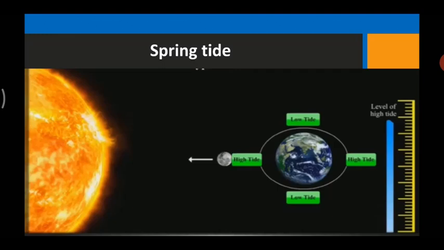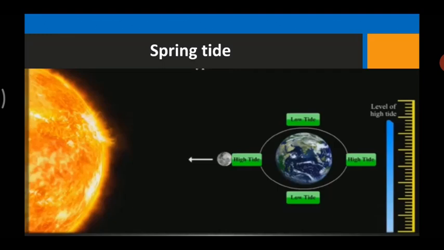So this particular figure which you are seeing right now is talking to you about the spring tide. Now how does the spring tide occur on new moon and full moon days? That is because the gravitational pulls of the sun and the moon act in the same direction. Due to this, the total pull increases to its maximum, and hence the tides on these days are much higher than the average high tide.